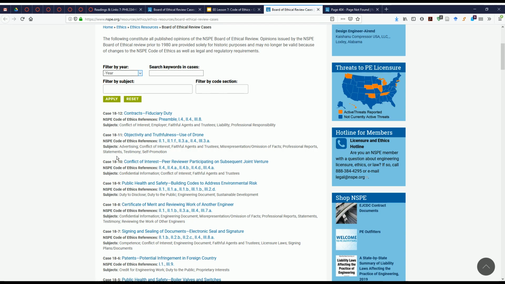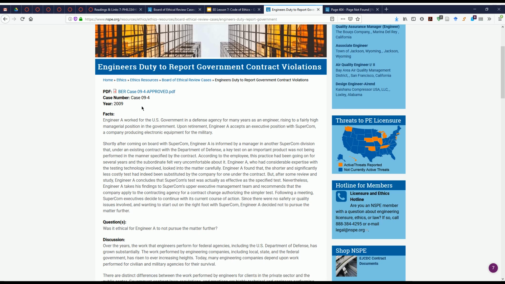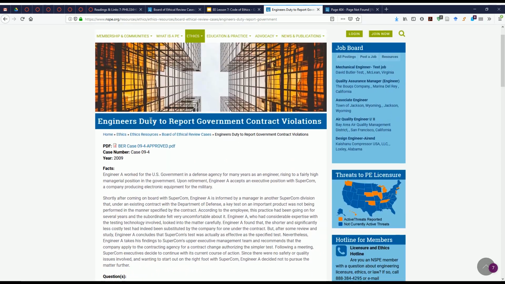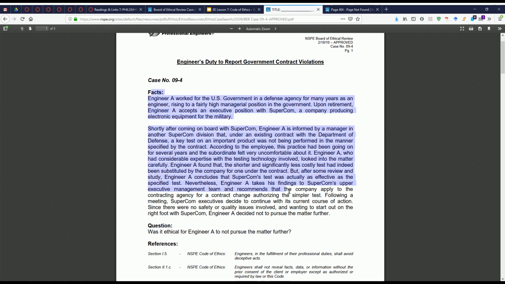Let me actually open up one of these cases. Let me go back to, say, 2009. I'm just randomly opening one of these documents. So it has the case study on the website, but I actually like going into the PDF where it's all laid out nicely. So here's the case study. This is the actual case, and you can see that it says Engineer A. It does name the company Supercom, but I think that's a fake company, and it just talks about Engineer A.